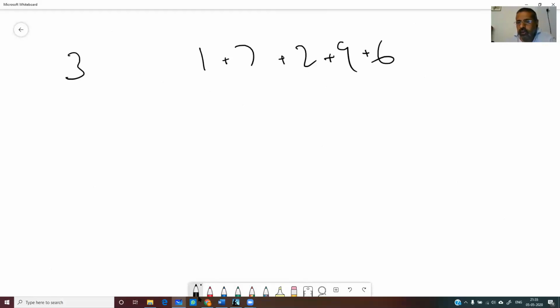What is the remainder? The question could be: what should be added to this number 17296 to make it a multiple of 3? So we need to find the remainder first. 1 plus 7, 8, plus 2, 10, 19, 25. The sum is 25. Now what is going to be the remainder? 25 divided by 3 goes 8 times, and the remainder is 1.